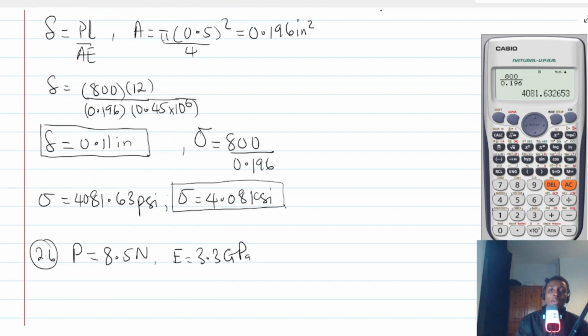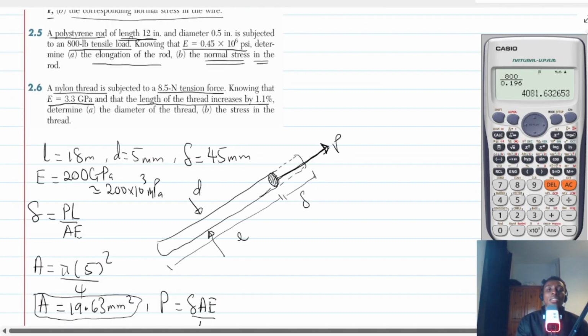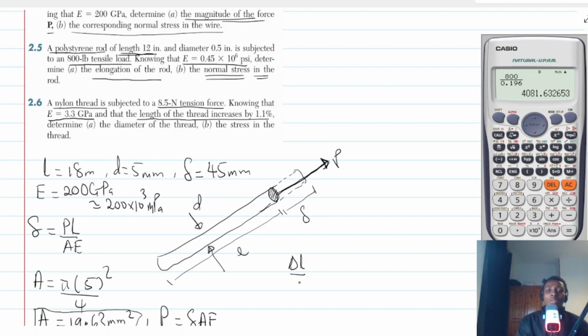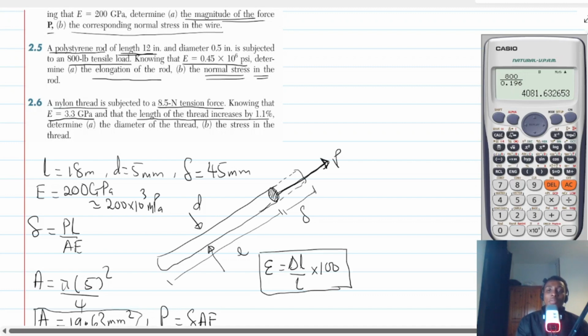So let me talk about this. When he says that the length increases by 1.1%, what this means is that if I want to express the length change as a percentage, it's going to be the change in length over the original length times 100. So this is the percentage he's talking about. Meanwhile, this is the strain. So essentially, what he's talking about over there is actually the strain or the percentage strain.